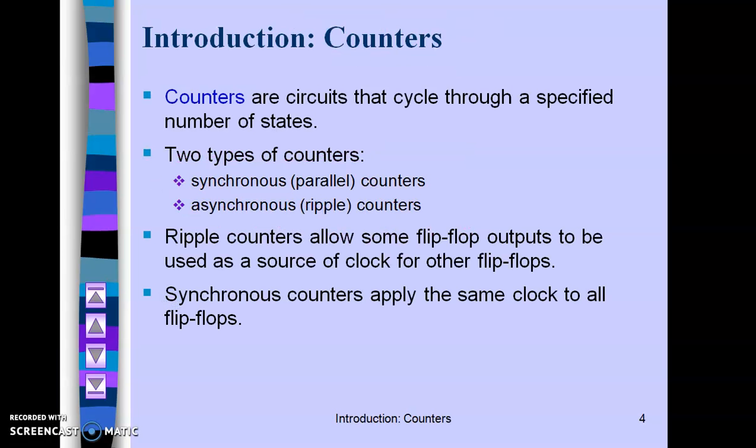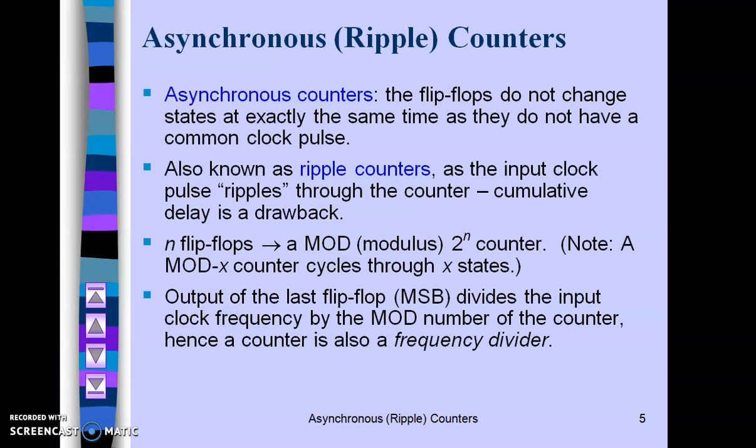So first of all, we'll see what exactly we mean by counters. Counters are circuits that cycle through a specified number of states. There are two types of counter: synchronous means parallel counter, asynchronous means ripple counter. A ripple counter allows some flip-flops' output to be used as a source of clock for other flip-flops. A synchronous counter applies the same clock to all flip-flops. That is the major difference between the synchronous and asynchronous counter. So we'll see the first type of counter, that is a ripple counter or asynchronous counter.